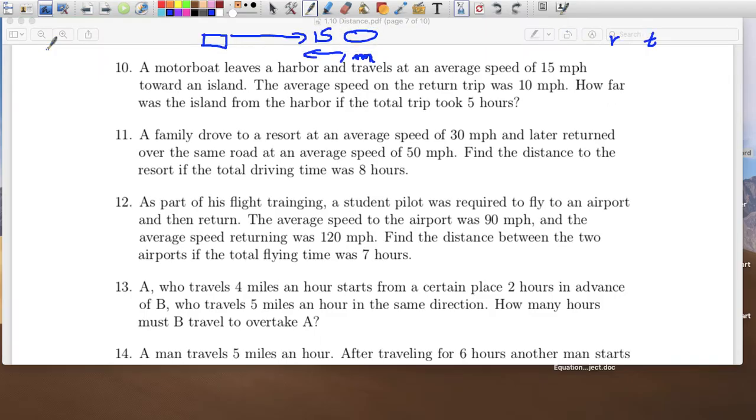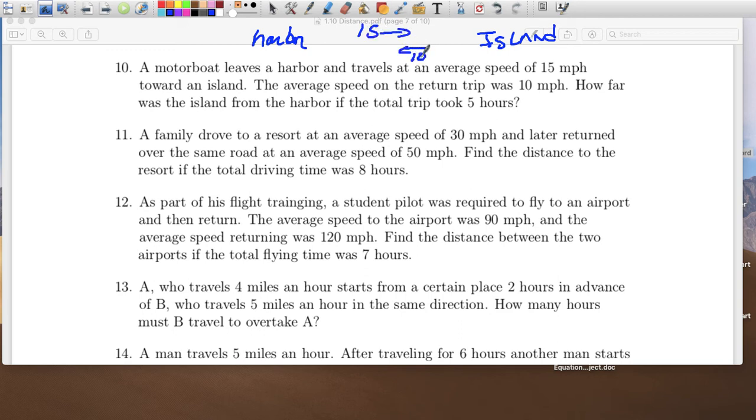Okay, so this is the same question. You're going from the harbor to an island, right? On the way, you're going at 15 miles an hour. On the way back at 10. Maybe you're going with the current and against the current. Okay, so if you do your table, let's go.